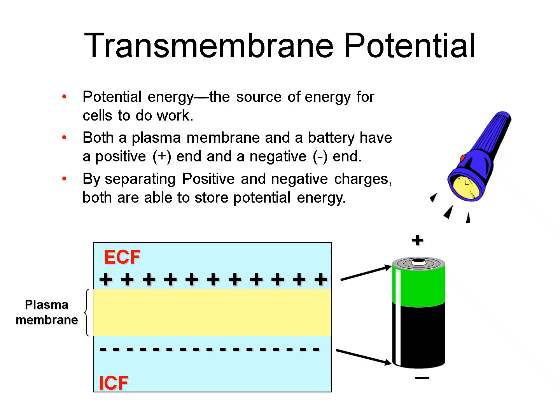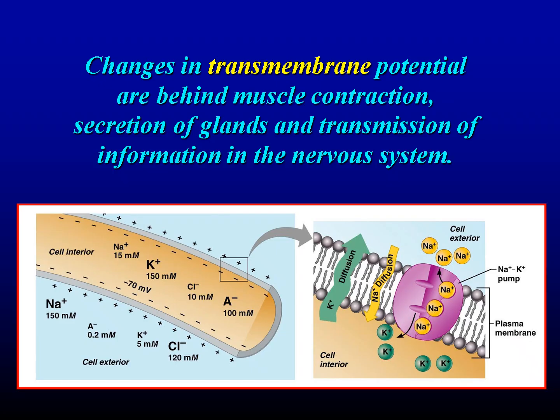This provides the energy for a cell to do certain types of work, or for a battery to power a light bulb. Resting membrane potentials of different cells range from -50 to -100 millivolts (mV). Changes in the transmembrane potential are behind muscle contraction, secretion of glands, and transmission of information in the nervous system.